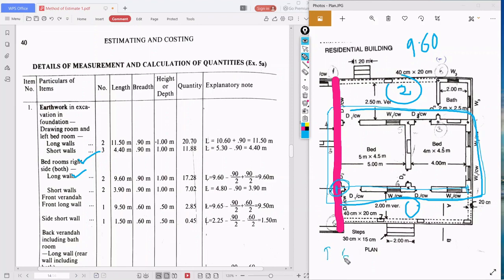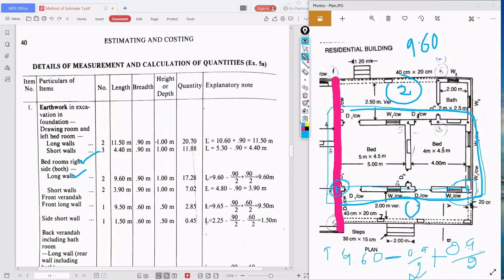9.60, that is the center to center length. So minus this part is already excavated, so no need to consider it again. So what I am going to take is minus 0.9 by 2. Why by 2? Because from the center we have to take. Here it is subtracted because it is already been excavated, minus 0.9 by 2. Next, on this side we have to add, that is plus 0.9 by 2.